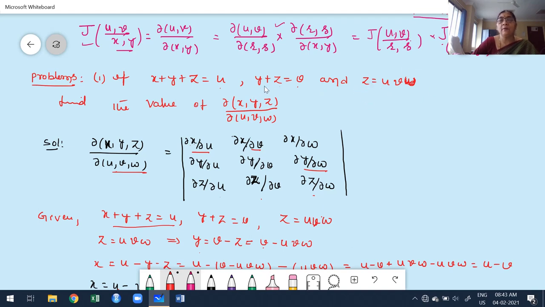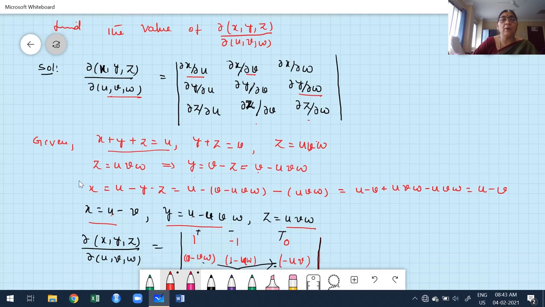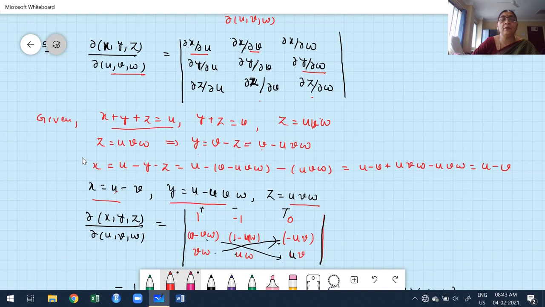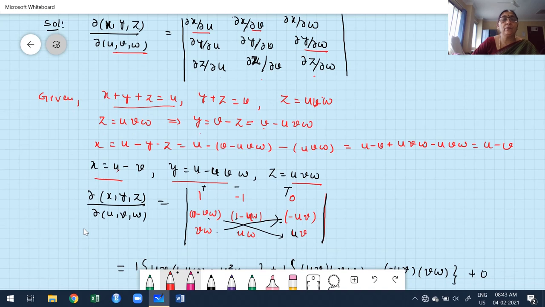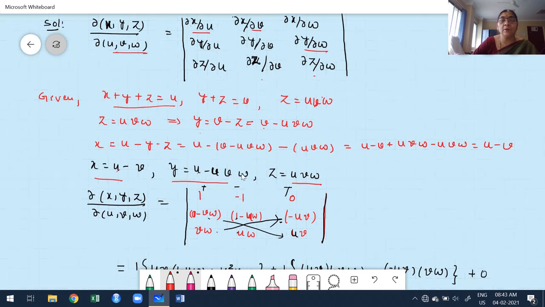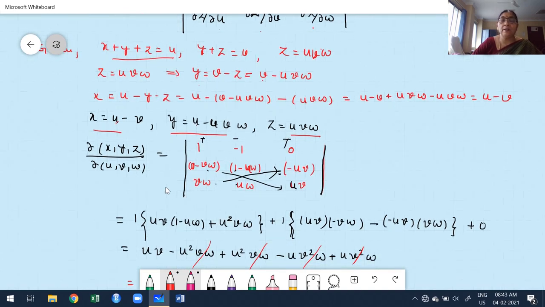But anyway, z is given as a function of uvw. Using that, from the second expression, we find y in terms of uvw. Once you get the values of y and z in terms of uvw, take the first expression and find x in terms of uvw. After that, carefully find the partial derivatives of x with respect to uvw, and also y with respect to uvw, and also z with respect to uvw. And then you solve the 3 by 3 determinant. You already know how to solve a 3 by 3 determinant.